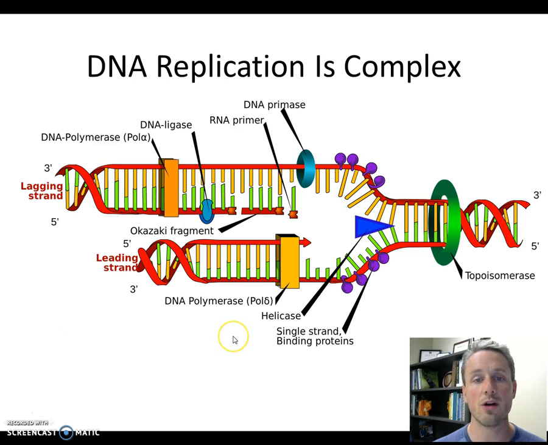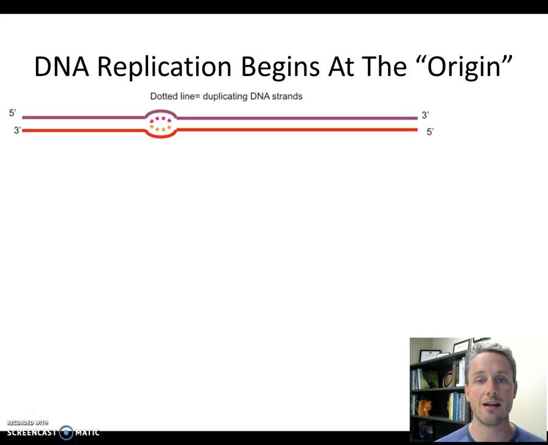Okay? But I do want you to understand that there are many molecules involved in this process, and it is a complex process. But for our purposes, understanding that helicase opens the DNA, and then DNA polymerase reads the old strand of DNA and creates a new strand of DNA to match it, then we understand what we need to about DNA replication.